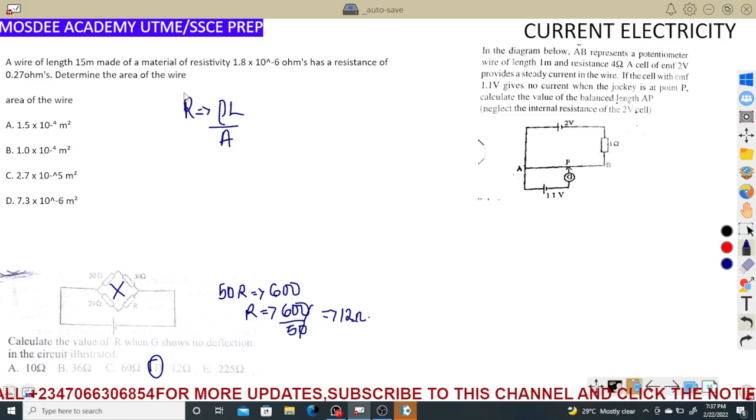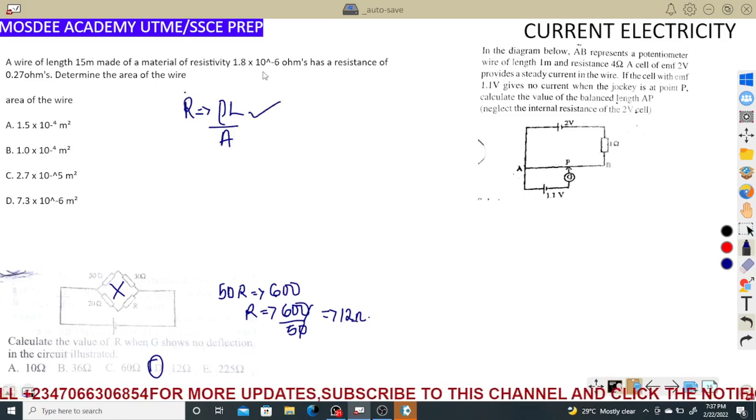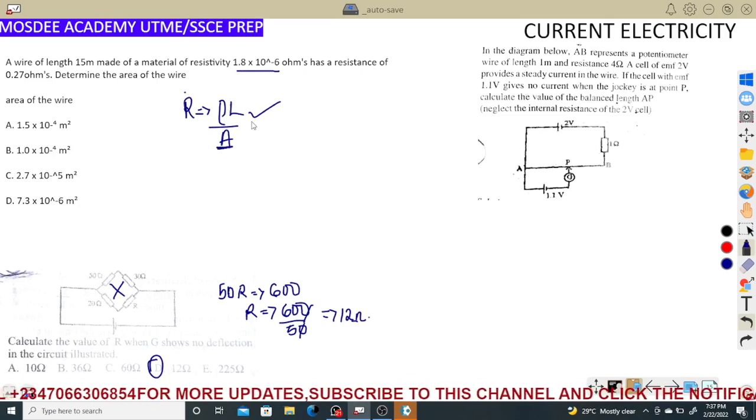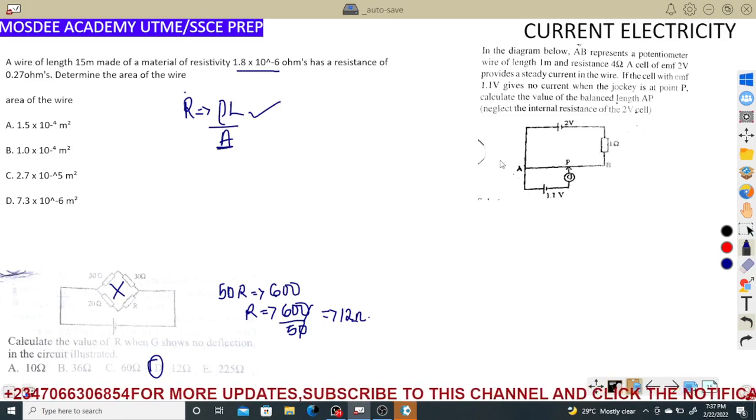I will leave this for you as usual. So just put in the parameters. Rho is the resistivity. You are looking for area A. So do this and drop your comments with the answer in the booklet.